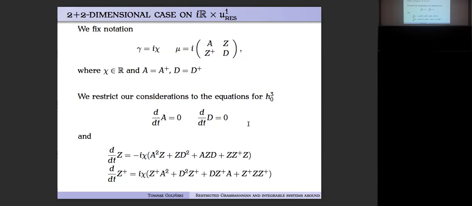A and D are constant self-adjoint matrices and Z star. I should write only one of those equations, I wrote both of them. The equation is something like that. So there are linear terms plus some non-linearity.